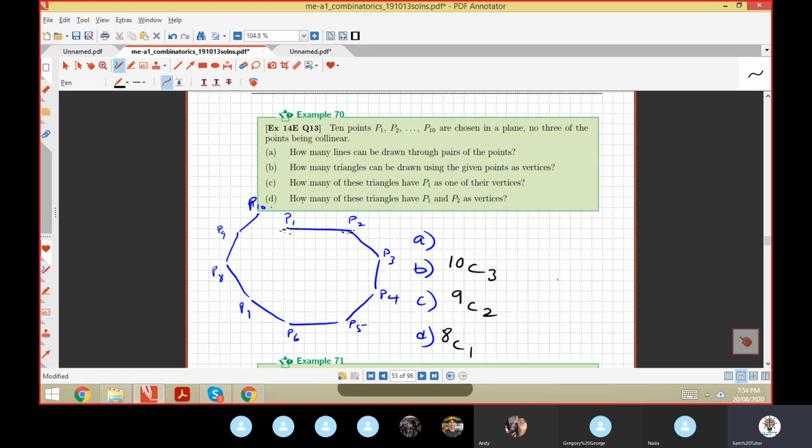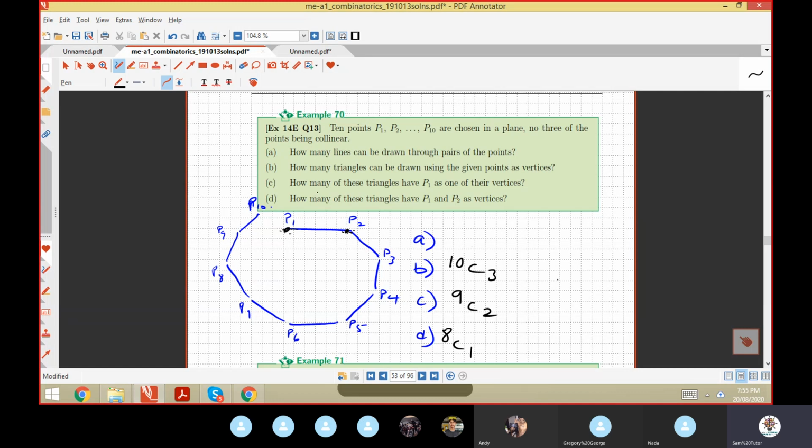So, let me start from D. How many of these triangles have P1 and P2 as the vertices? So P1 and P2 are the vertices of the triangle. You've got 8 other sides you can pick from, and you're choosing any one. Does that make sense? You've got 8 other sides, you're choosing one. Does that make sense?